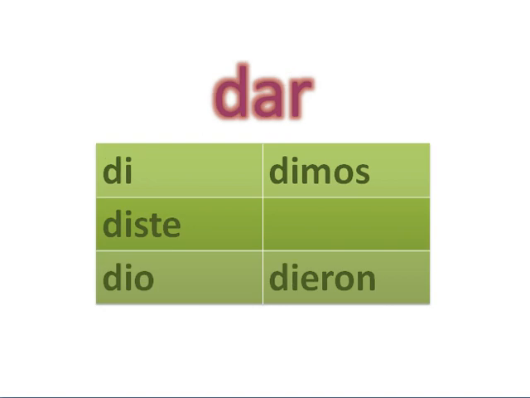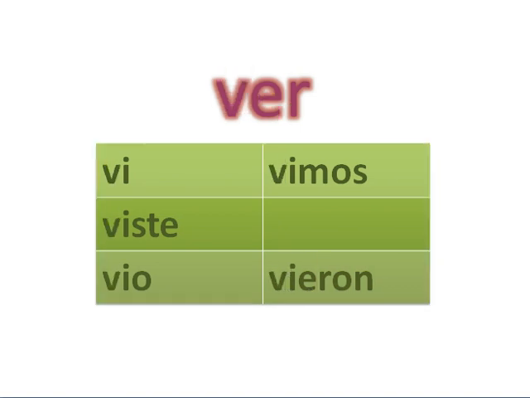Dar is the second, even more irregular form. We have di, diste, dio, dimos, and dieron. And don't get dieron confused with dijeron, which is decir. And the third is ver. Vi, viste, vio, vimos, and vieron.